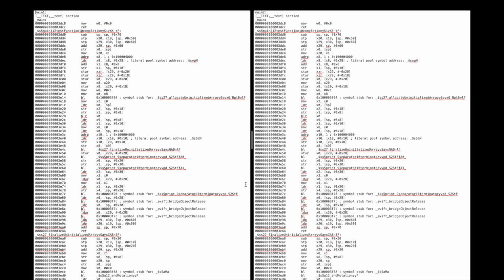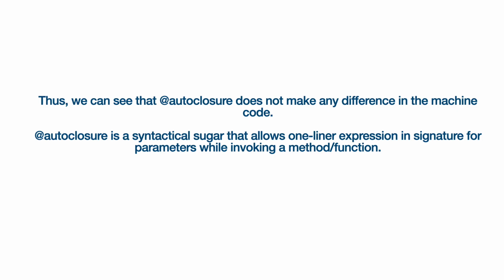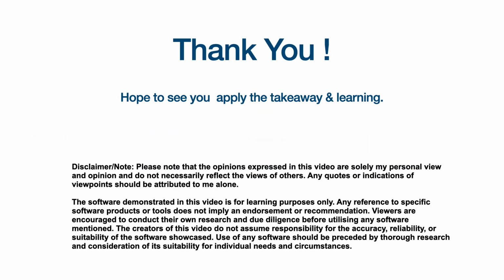So we can conclude that there is no effect in the machine code, and @autoclosure is an attribute that acts as syntactical sugar by allowing a one-liner expression in the signature for a parameter while invoking a method or a function. Hoping this video has added value in your learning journey.